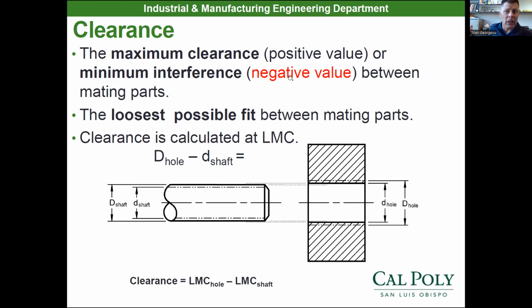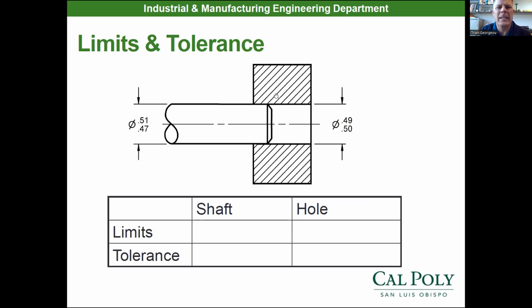Now, we calculate the loosest fit between mating parts at the least material condition. If you get a positive value out of this, that's the maximum amount of clearance, or the loosest fit it'll have, or the negative value will give you the minimum amount of interference between those mating parts. So clearance is calculated at LMC, and it's basically internal feature minus external feature. So it's LMC of the hole minus LMC of the shaft that gives you your clearance value. And with those allowance and clearance values, I can know the fit between my mating parts, the loosest and tightest fit. So let's try this out together.